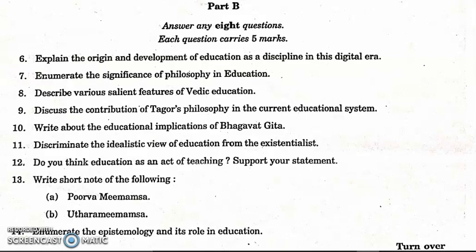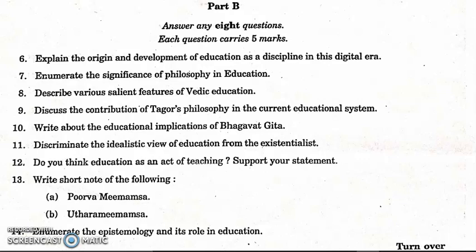There are a total of 12 questions. You have to answer 8 out of 12 questions. So you have to mark which questions you are going to answer, so that it will be easy for you to identify which questions you will answer. And each question carries 5 marks.